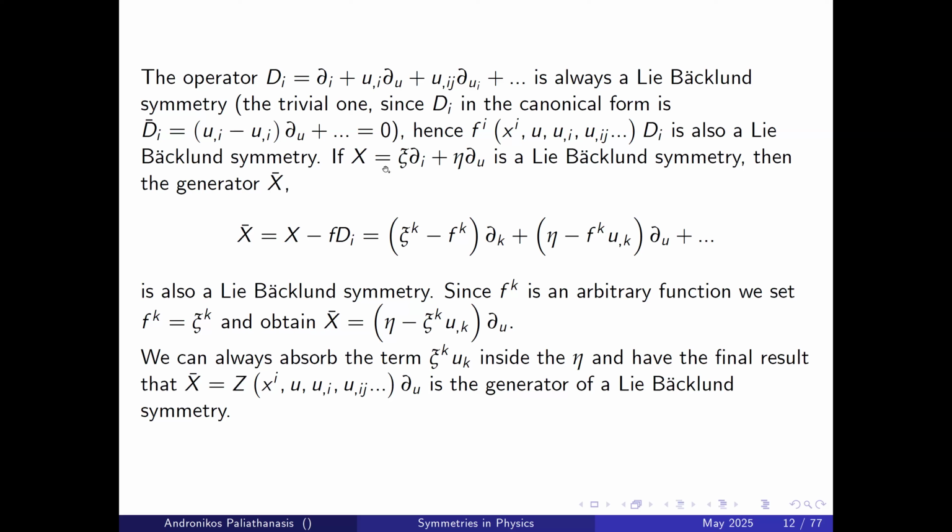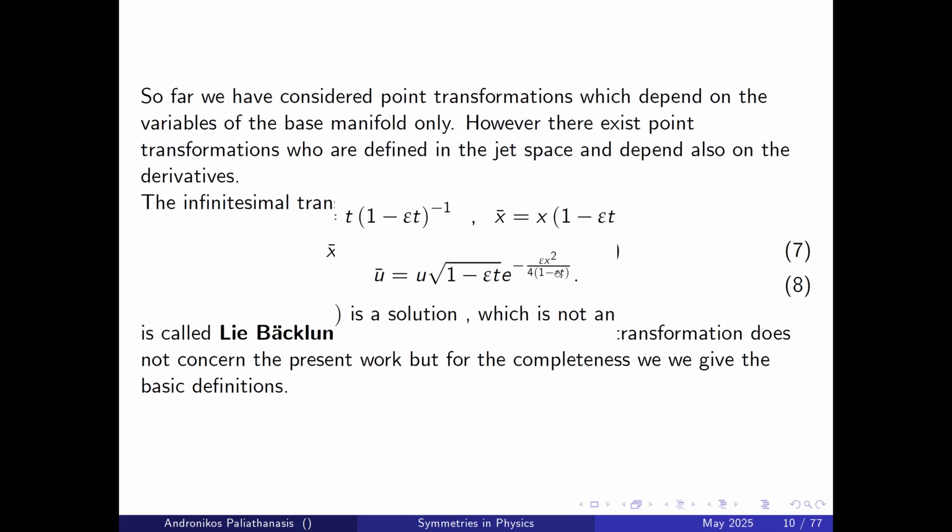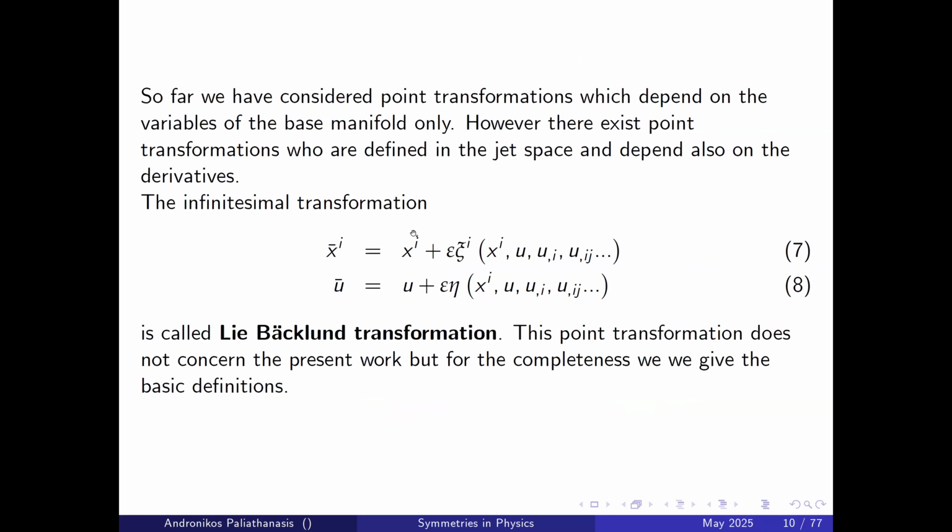Now, if X equals xi plus eta times the derivative with respect to u is a Lie-Backlund symmetry, then the generator, which is the canonical form of the symmetry vector X, is also a Lie-Backlund symmetry. Since f_k is an arbitrary function, we set f_k to be c_k and obtain c bar equals this. So regarding the higher order symmetries, the Lie-Backlund symmetries, we can transform without any problem. We can simplify the transformation and eliminate xi and actually have only the transformation in the canonical form, in the form of A.